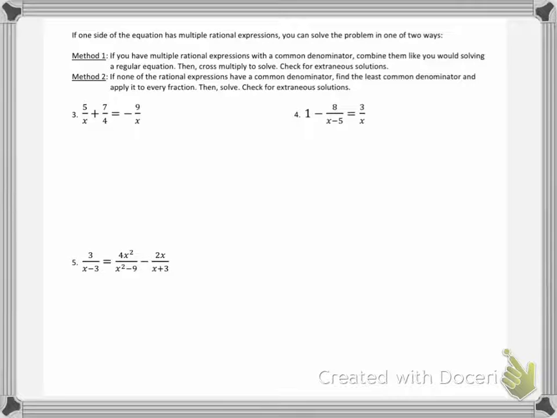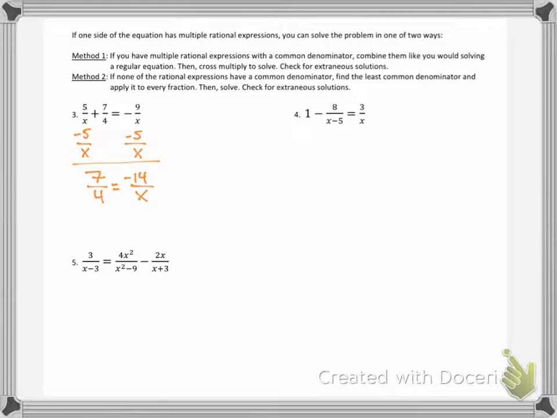Using basic equation math, if I have a positive 5 over x, I'm going to move it over to the other side and combine it with the negative 9 over x. Because again, they have the same denominator, that makes it easy to combine. That leaves me with 7 over 4 equals negative 14 over x.